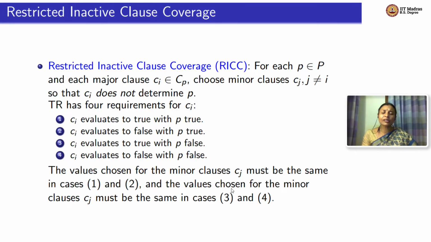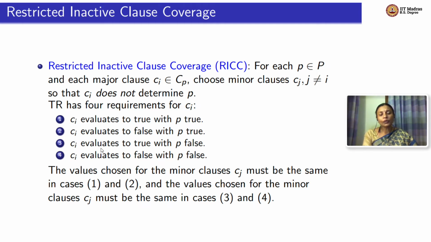The next is restricted inactive clause coverage, RICC. First part again stays the same. Take a predicate, take a major clause in the predicate, choose minor clauses such that the major clause CI does not determine the predicate. So test requirement has four parts. Now, because it is restricted inactive clause coverage criteria, we say in the case where the major clause evaluates to true, CI evaluates to true, that is parts 1 and 2 in this listing here, the minor clauses must be the same set of true false values. It's restricted. So, exactly like in restricted active clause coverage criteria, we do the same.